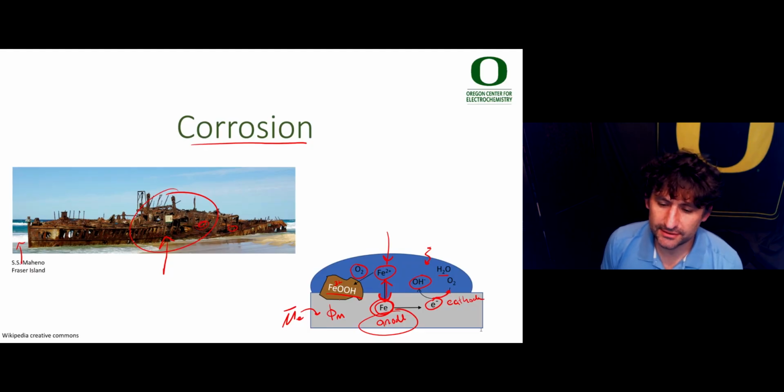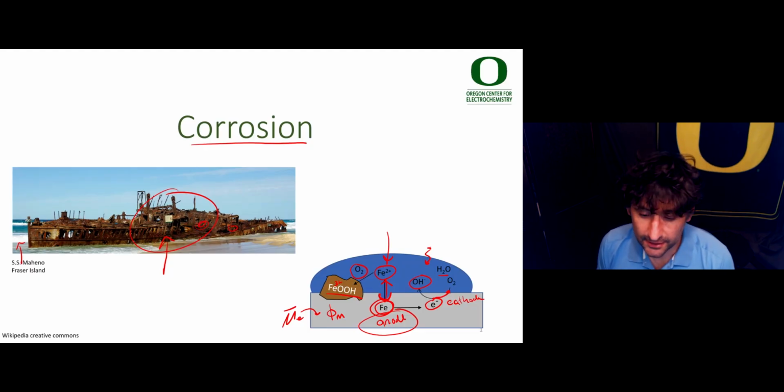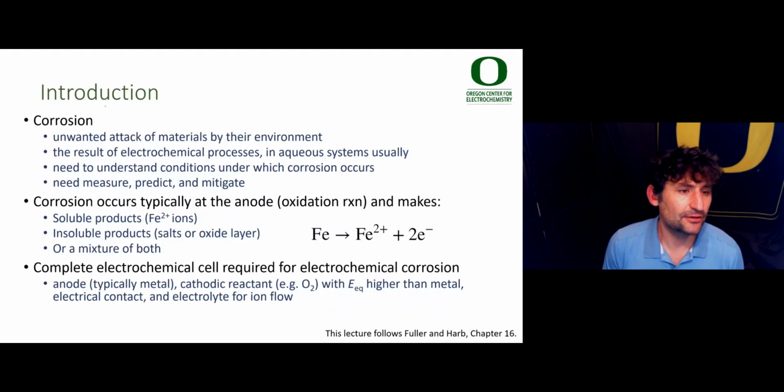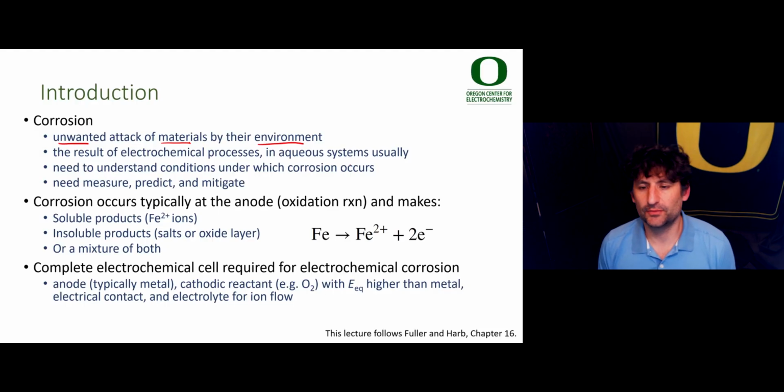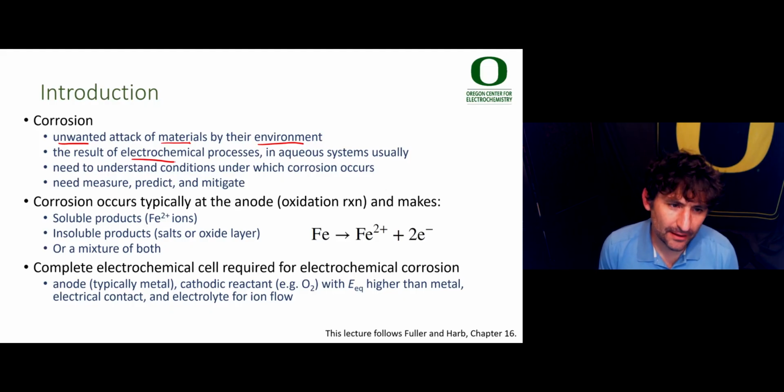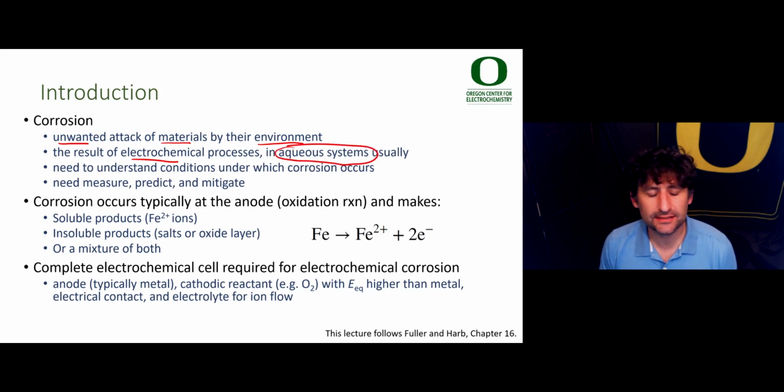The oxyhydroxides typically are hydroxides or oxides if they get dehydrated. But you can also have corrosion just leading to soluble species. Let's take a step back now and talk more fundamentally about corrosion. It's really the unwanted attack of a material by its environment. So anytime an environment is attacking a material via an electrochemical process, we call that corrosion. Often corrosion occurs in aqueous systems, but it doesn't have to. You can have corrosion processes occurring in non-aqueous lithium-ion batteries, for example.